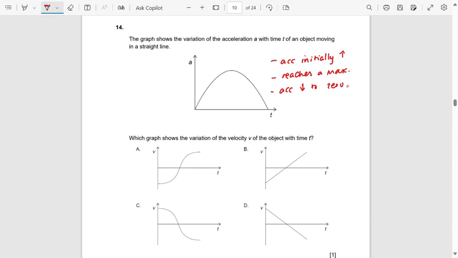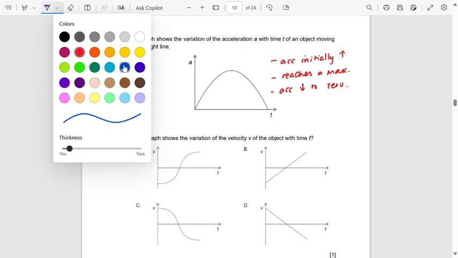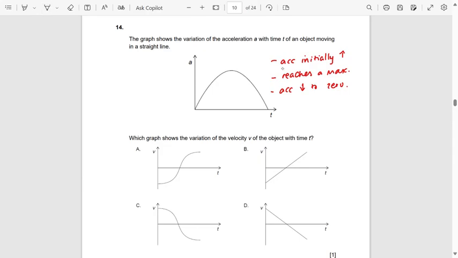So, if the acceleration is initially increasing, let's do it in a different colour. The change in velocity over time, in other words, the gradient, is going to increase, then decrease. Once the acceleration drops to 0, the change in velocity equals 0.